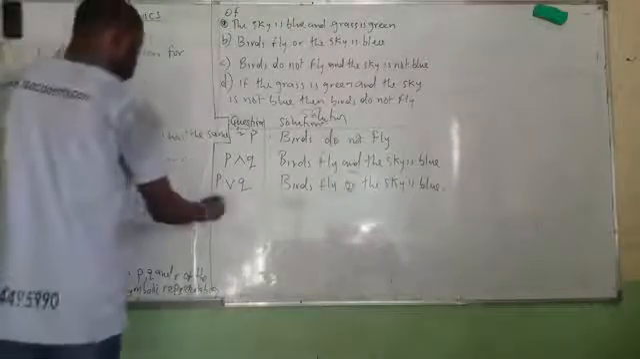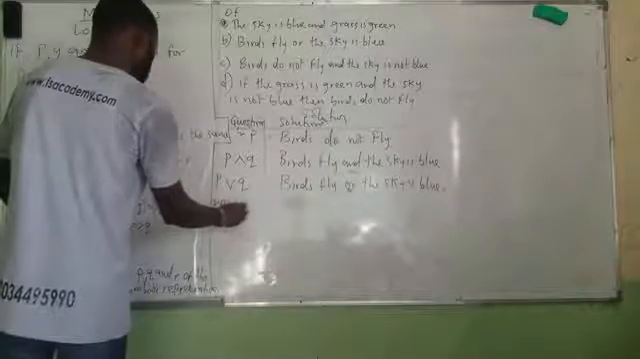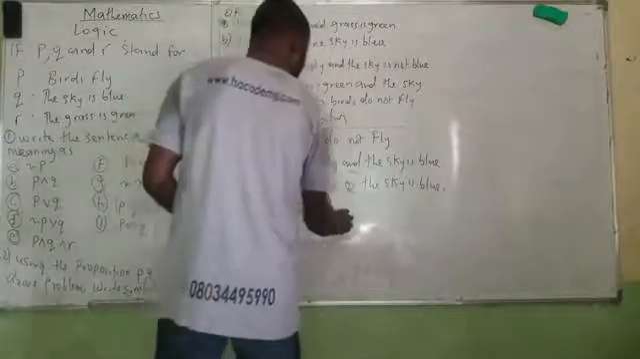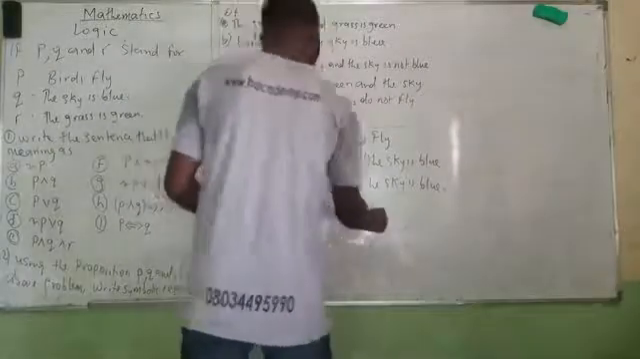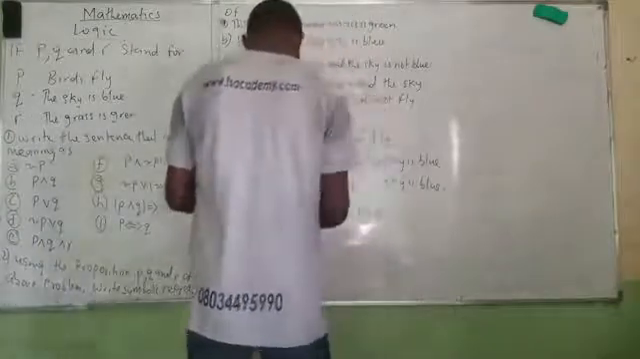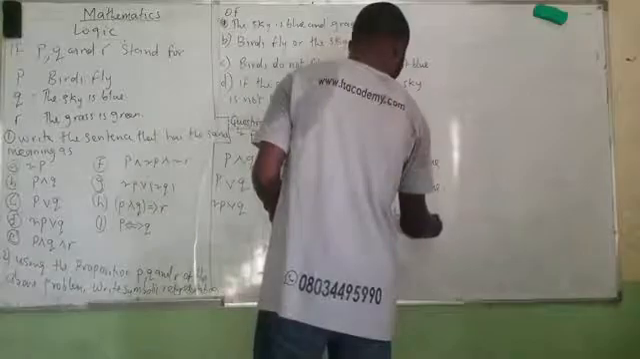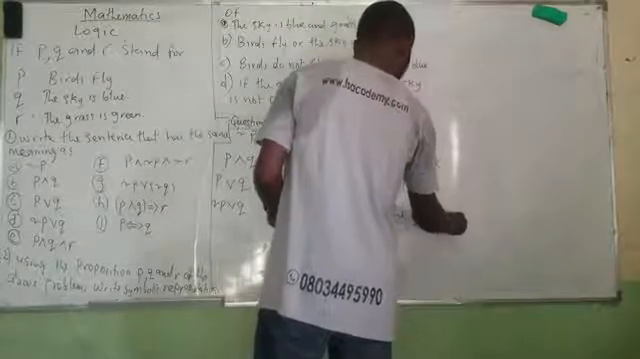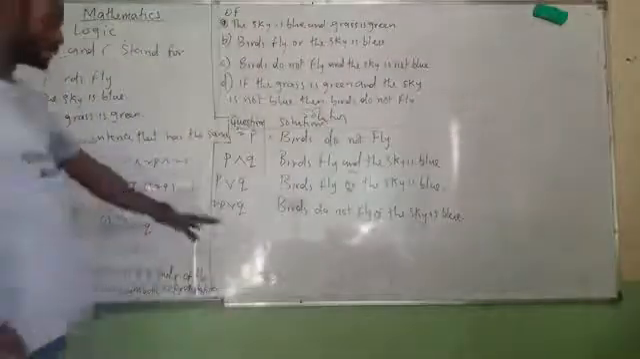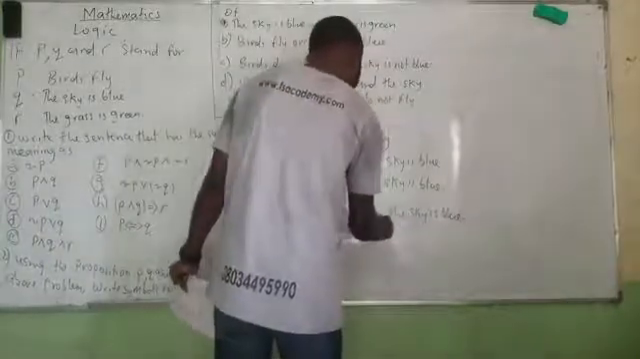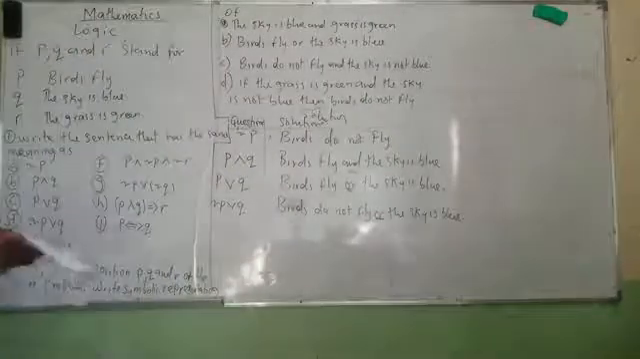Now look at this one. I have not P or Q. It means birds do not fly, or the sky is blue. Birds do not fly, or the sky is blue.